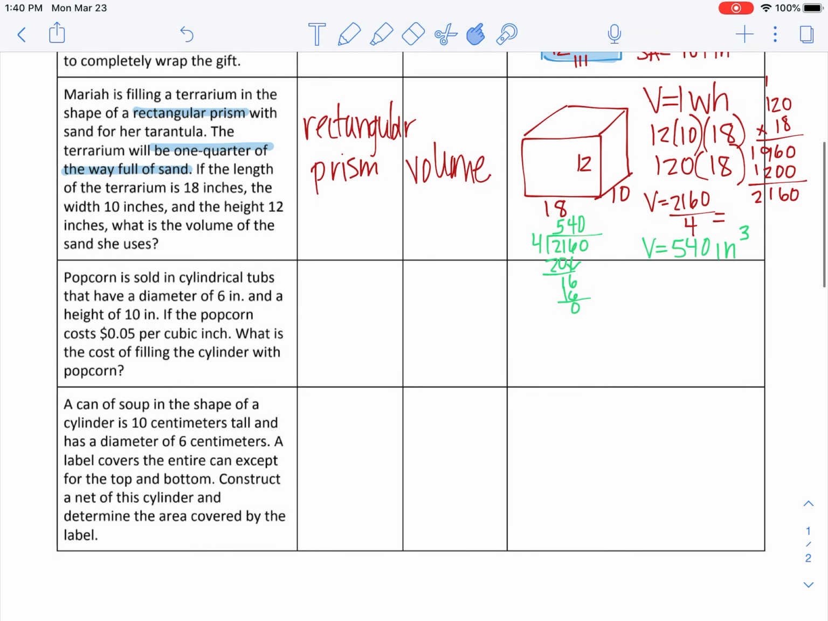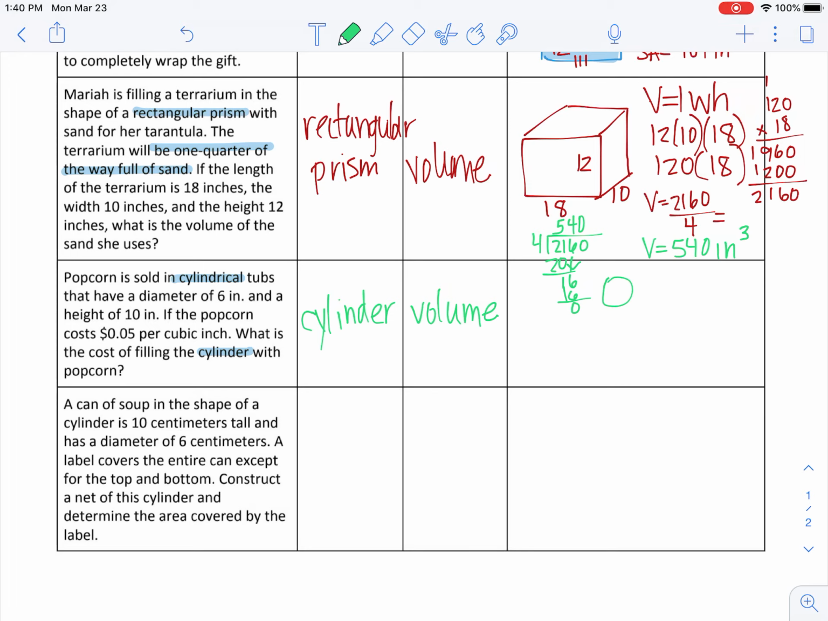Moving on to problem number 3. Popcorn is sold in a cylindrical tub that has a diameter of 6 and a height of 10. If the popcorn costs 5 cents per cubic inch, what is the cost of filling the cylinder with popcorn? So we've heard the word cylinder and cylindrical twice, so we know we're working with a cylinder here. And we're going to fill it with popcorn. So again, the inside space indicates we're finding its volume.